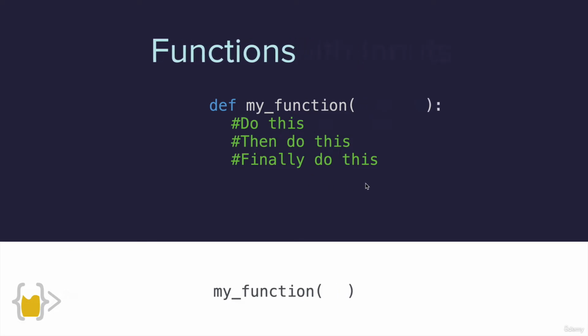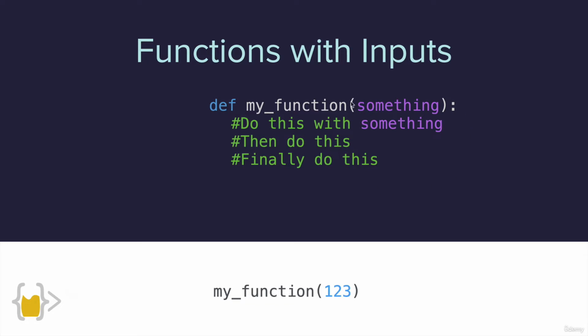Now, the next type of function we saw actually had something inside the parentheses. And this something is an input which can be passed over when we call the function. So in this case, 123 is the argument which gets passed in to this parameter called something, and then it gets used within the body of the function. The second type of function, the functions which allow for inputs, gives us the ability to modify the code in the function and to get it to do something different each time depending on what input was passed in.